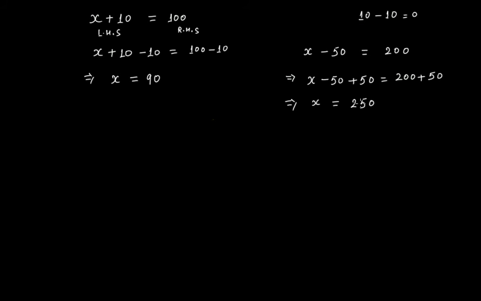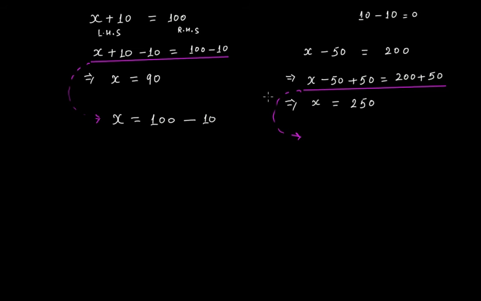Now hold on. There's one very important thing to notice. Can you see this side and this side? If I write plus 10 minus 10, actually it is 0 only. So if I write this as x is equal to 100 minus 10, just want to tell one very important thing: x is equal to 100 minus 10 only, right? The same thing. Even in this case, x is equal to 200 plus 50. Same thing, right? If you solve this, you'll get 90 only. If you solve this, you'll get 250 only.